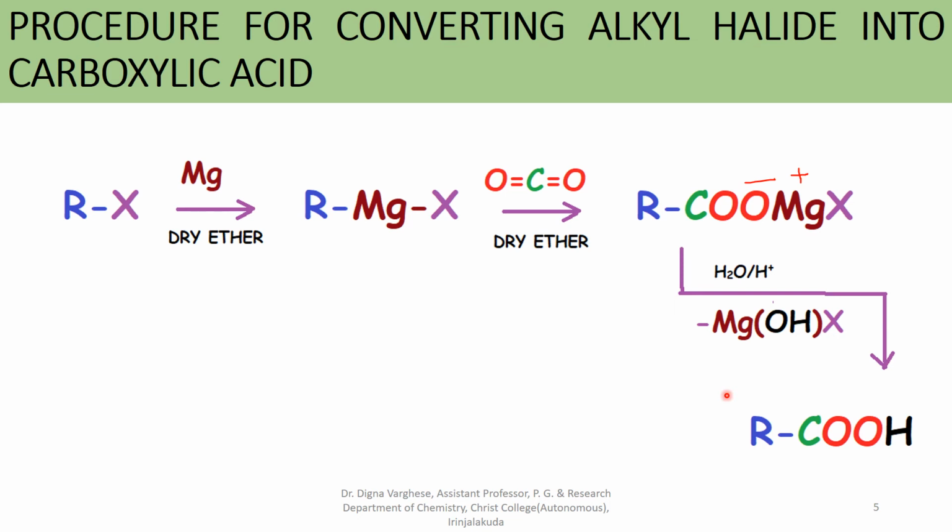So here you can see a procedure for converting an alkyl halide into carboxylic acid. It involves 3 steps. In the first step, the alkyl halide reacts with magnesium in dry ether to form Grignard reagent. In step 2, it will undergo reaction with dry ice in dry ether medium to form an adduct. In step 3, it undergoes acidic hydrolysis to give the product carboxylic acid.